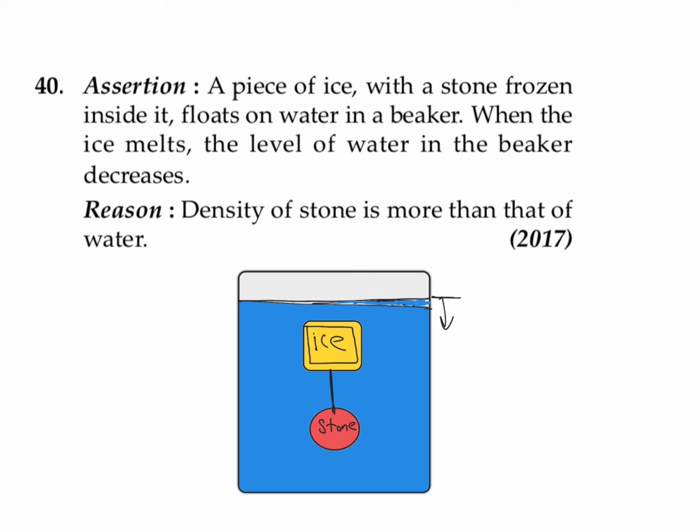And as for its reason, it is given that the density of this object is more than that of water. So it is not the reason. The reason is that the density of ice is less than the density of water. So we can say that this assertion is correct, but the reason is wrong.